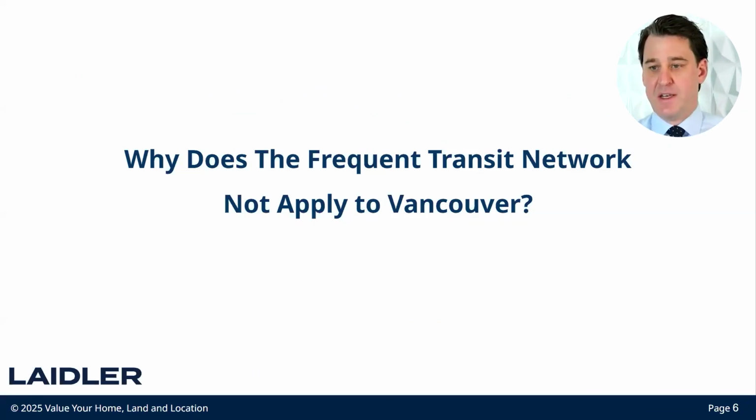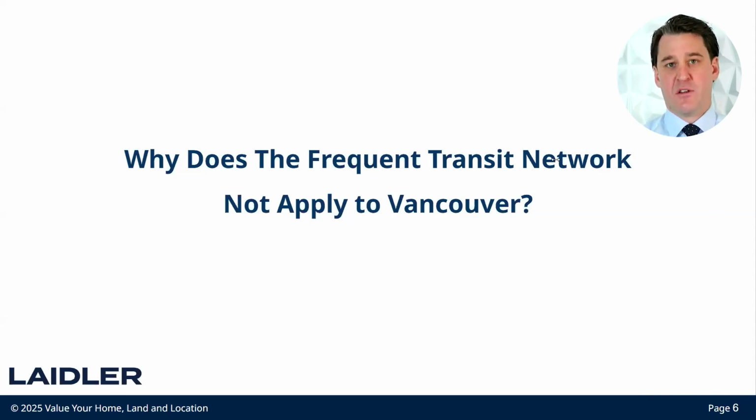The frequent transit network that dictates whether you can build 6 units or 4 units, the buses that run every 15 minutes, does not apply to Vancouver. Can anyone suggest why the frequent transit networks would not apply to Vancouver, but do apply to every other city in Metro Vancouver?